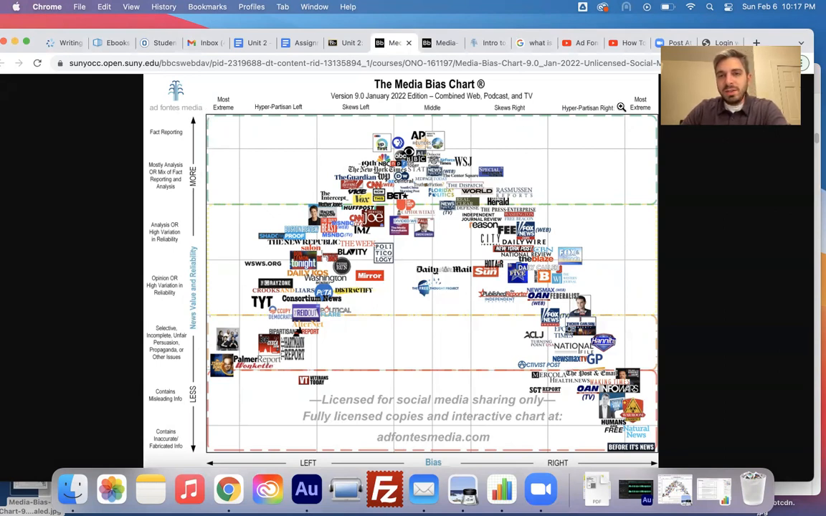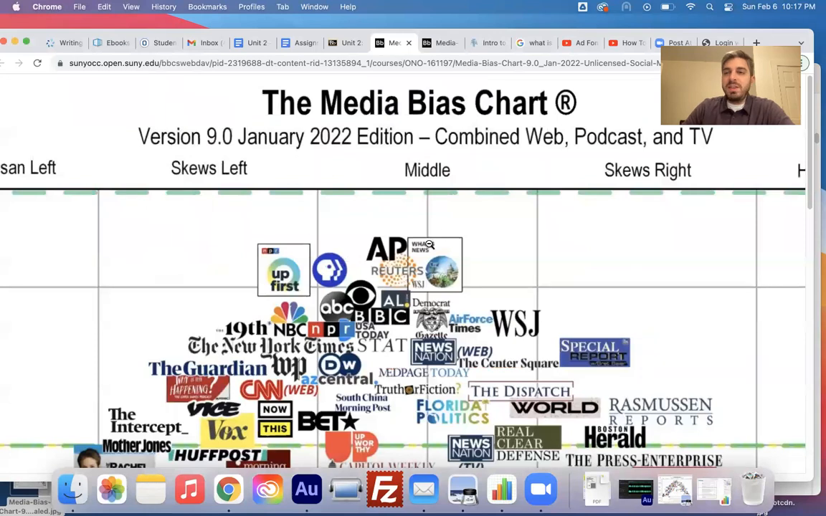On the horizontal side, right in the middle is middle of the road. This is the bias, right? And we can go left or we can go right. We can skew a little bit to the left, or a little bit to the right. It can become hyper partisan left, or hyper partisan right. Then you have the most extreme on the ends here, okay? So what we're looking for is stuff that's in the middle.